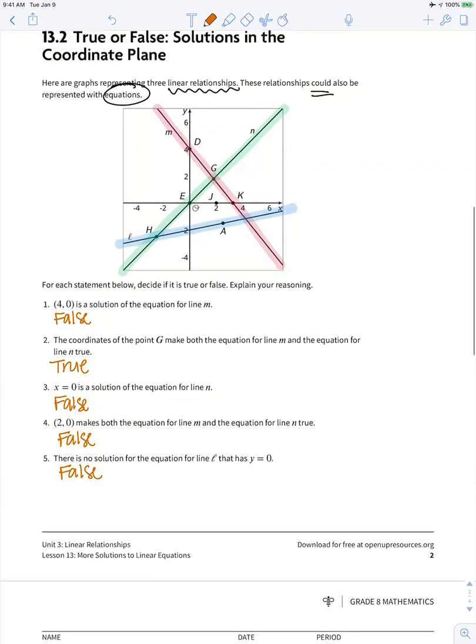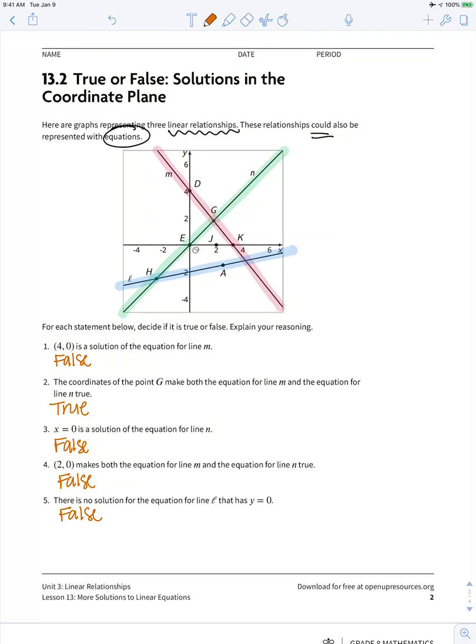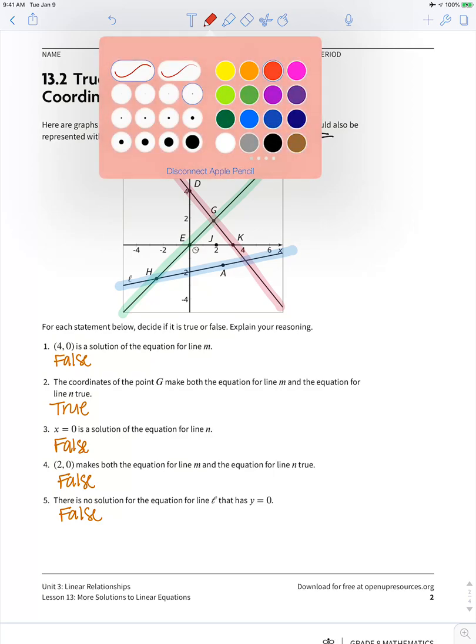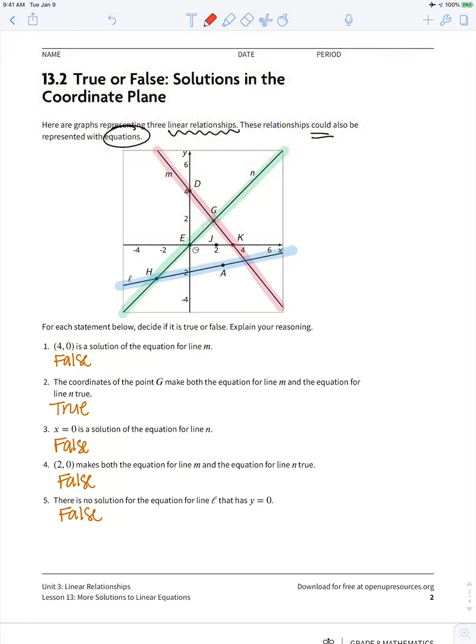Okay, so let's just talk a little bit in general. In order for something to be a solution to a line, the ordered pair has to fall on the line. And a lot of these statements challenge you to think about where those points were. So like the first one being false, 4, 0, if I think about where the point 4, 0 is, we use red, okay. 4, 0 is right here.